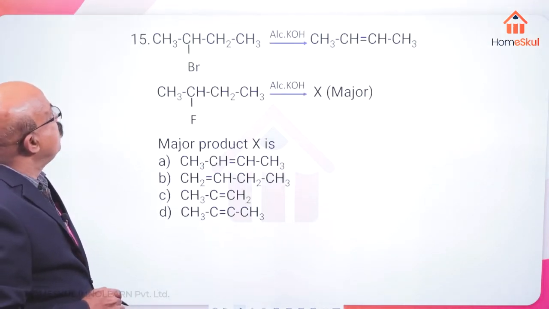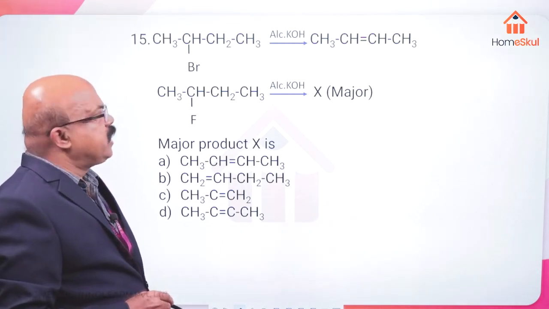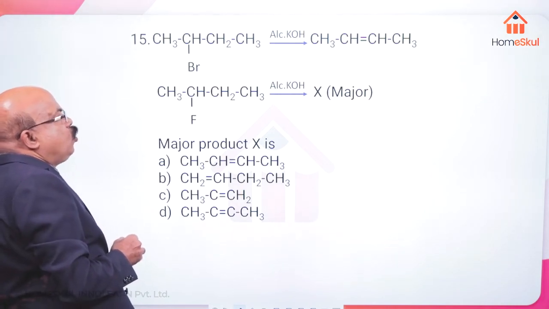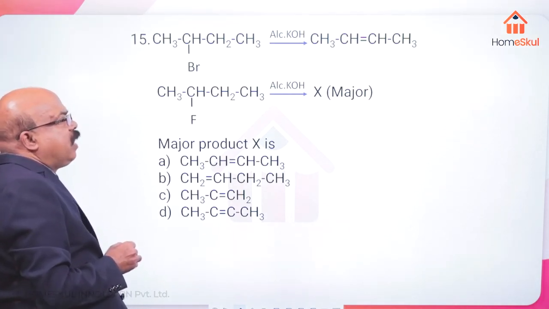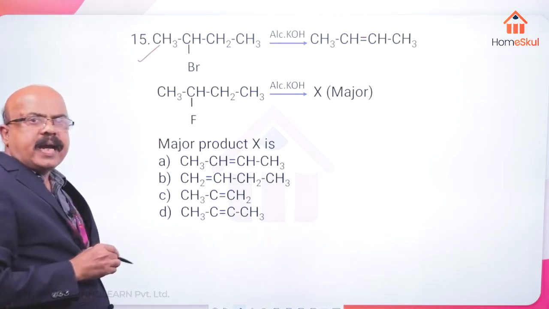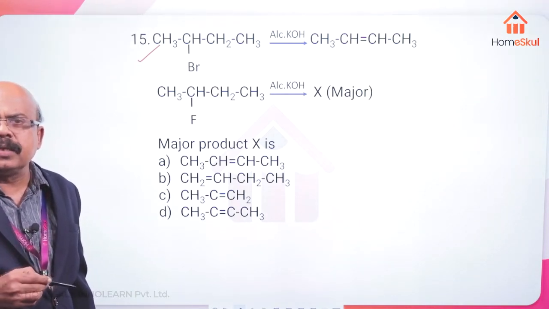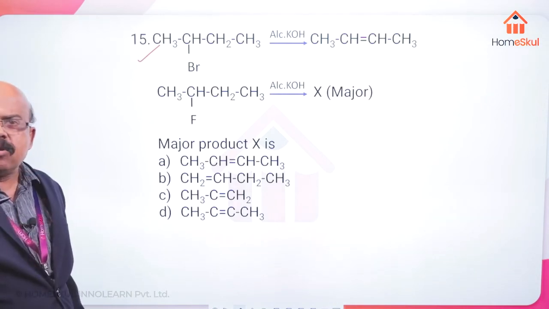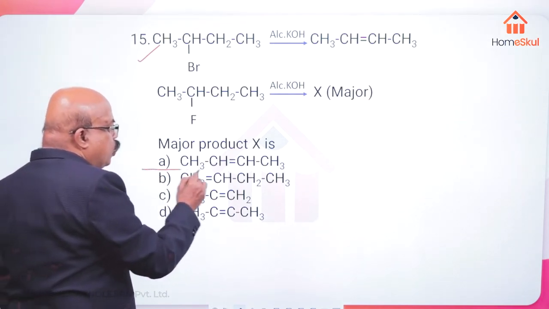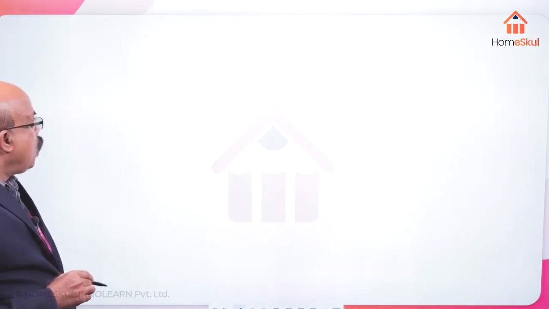Next one is question number 15. 2-bromobutane with alcoholic KOH gives but-2-ene, while 2-fluorobutane with alcoholic KOH gives X. X is the major product. This reaction takes place through a transition state. Since the carbon-fluorine bond is very strong, much stronger than the carbon-bromine bond, transition state formation is not possible here. So in this case the major product is but-1-ene. But-1-ene is the major product. The correct answer is option B.